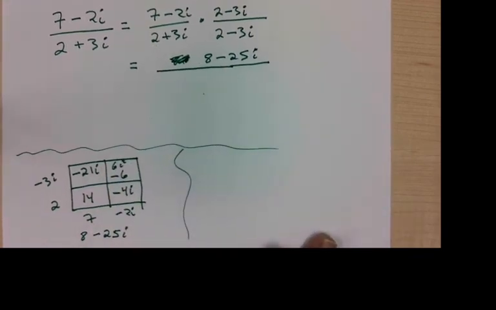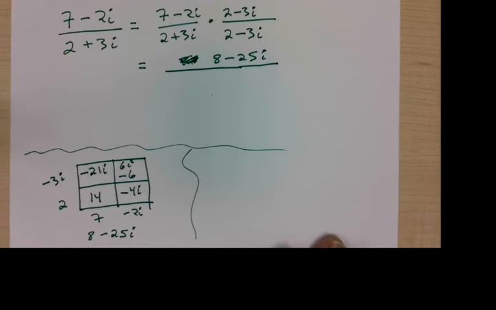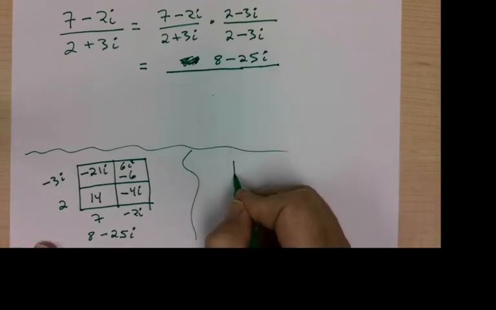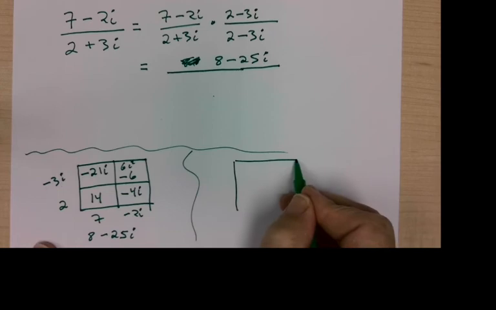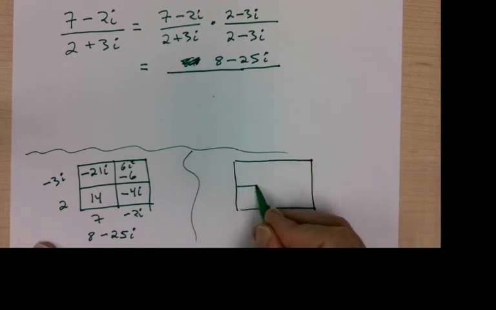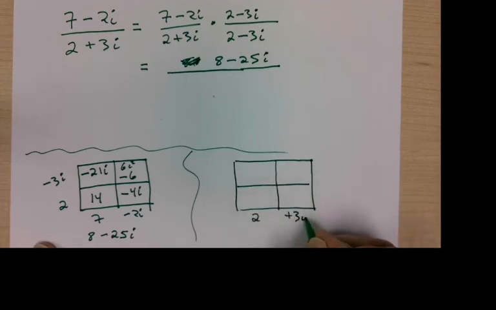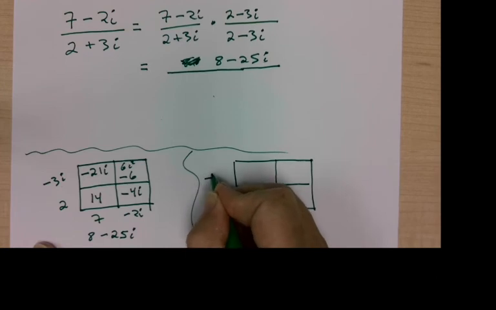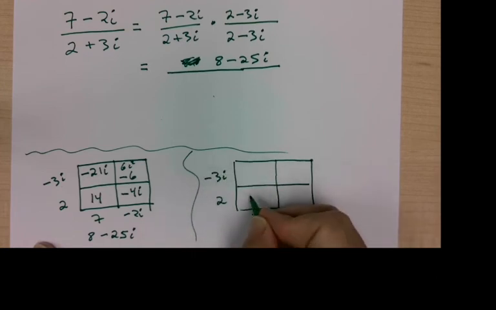And we hope all of the i's go away. That's our goal. So let's do that. 2 plus 3i times 2 minus 3i. 2 times 2 is 4.